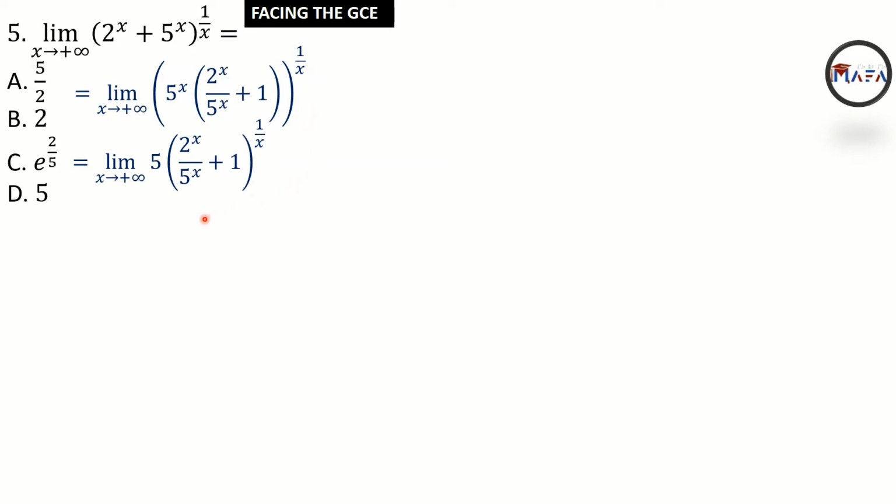But now, as x tends to positive infinity, 5 raised to the power x tends faster to positive infinity than 2 raised to the power x. So 2 raised to the power x divided by 5 raised to the power x, by the speed test, tends to 0.